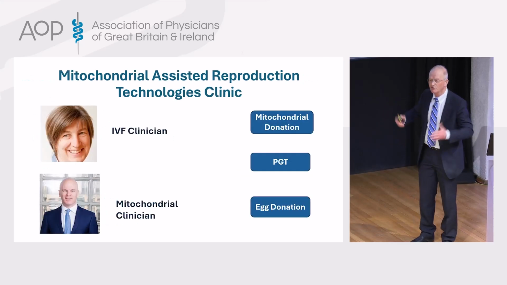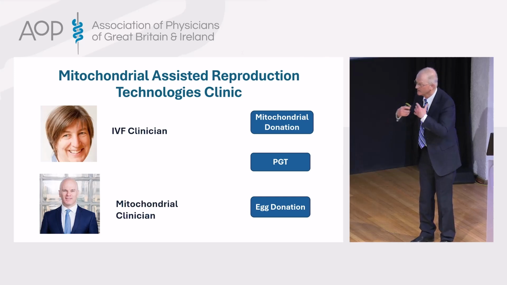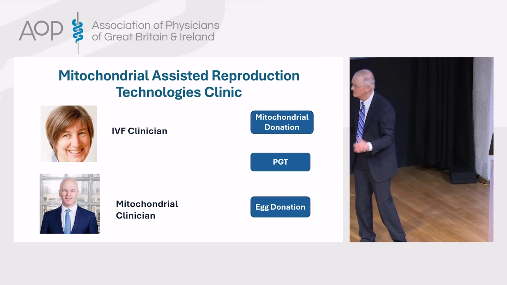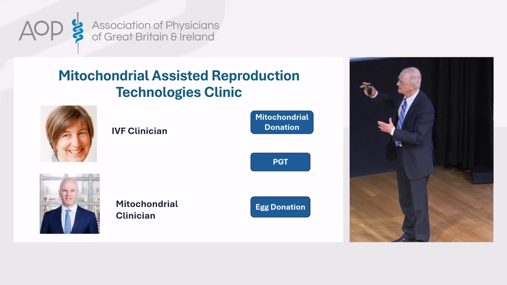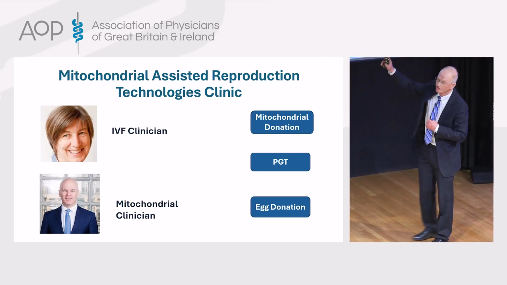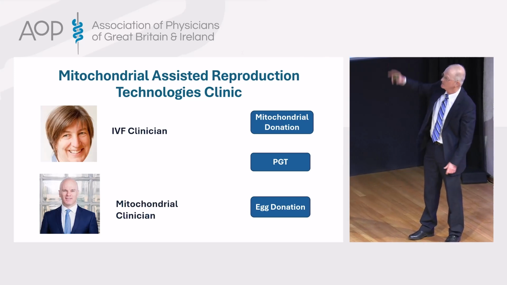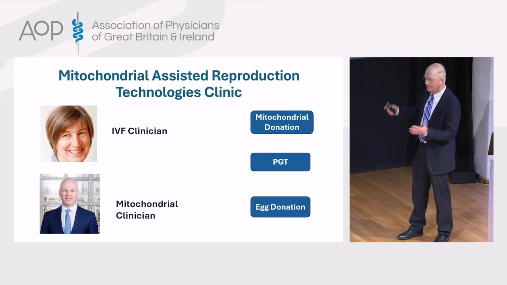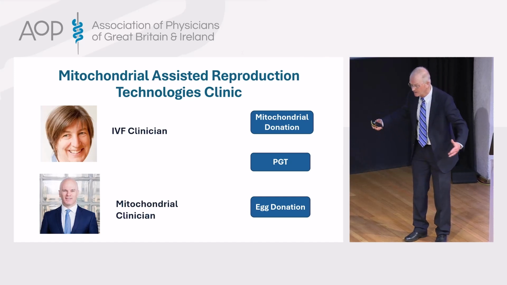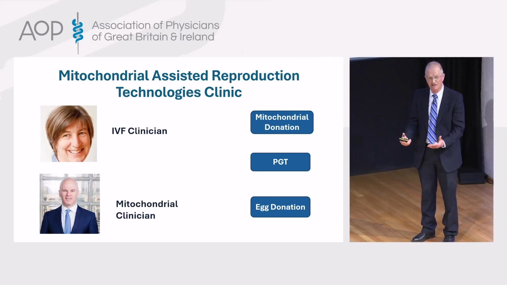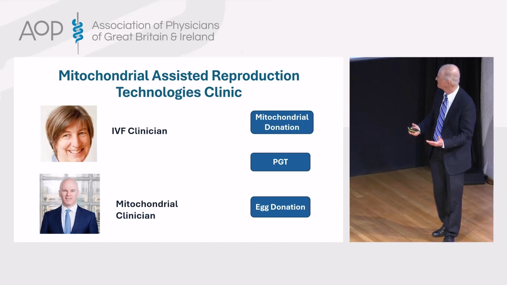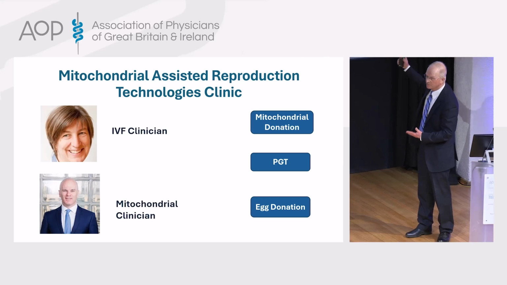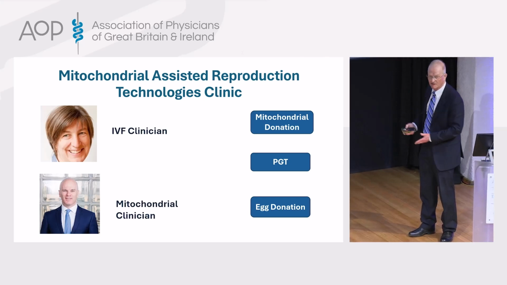Then those women that want to progress to the next stage, because not everybody does, it's not necessarily relevant to everybody, will then go to a clinic which was run by Jane Stewart, now by one of her colleagues, and my colleague Bobby McFarlane, where they have a much more in-depth conversation about what might be feasible, whether it be mitochondrial donation, PGT, pre-implantation genetic testing, or egg donation.